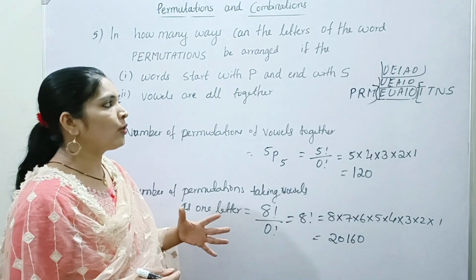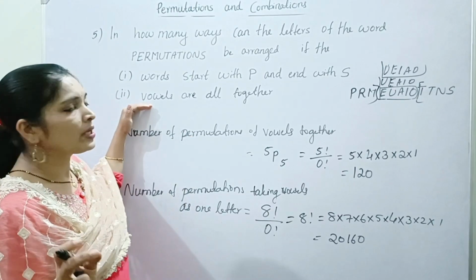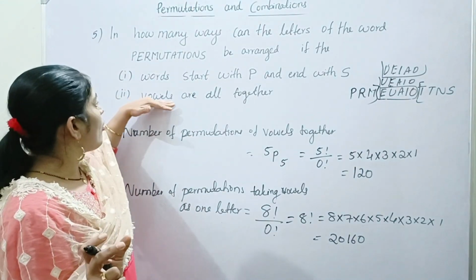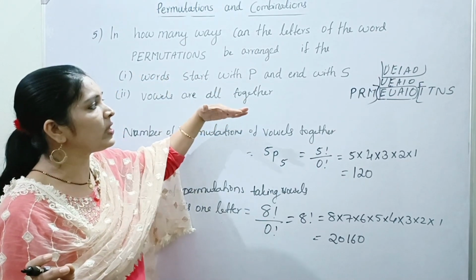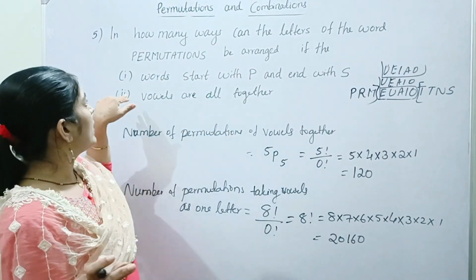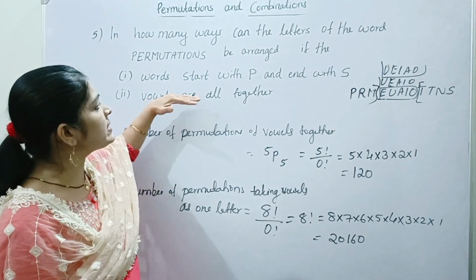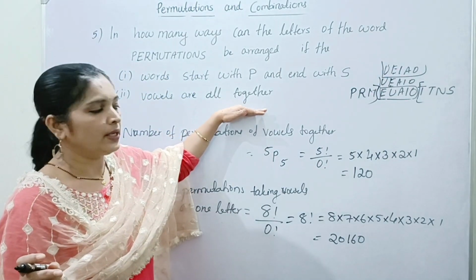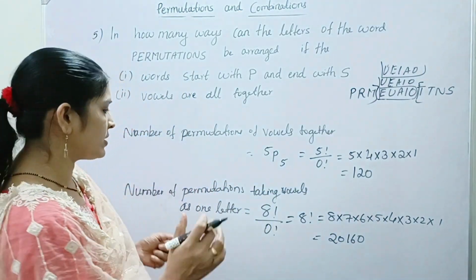Next, we have to find the total number of permutations of words when vowels are all together. So in how many ways can we write the words from permutations when vowels are all together? That is 120 into 20,160.